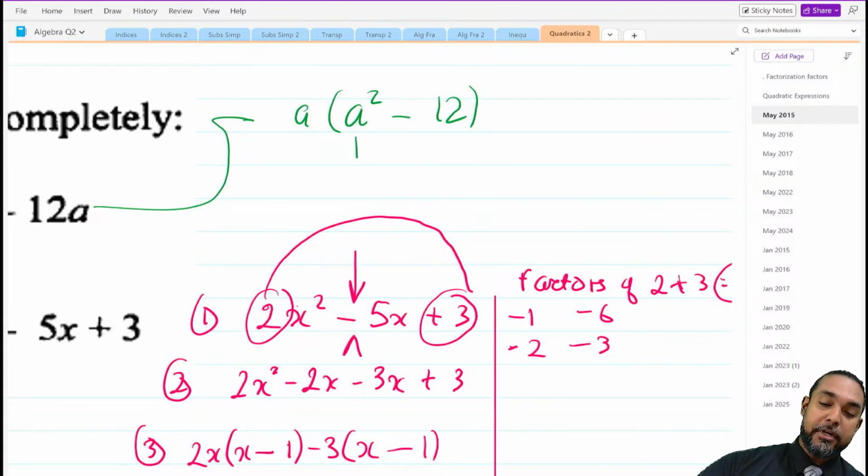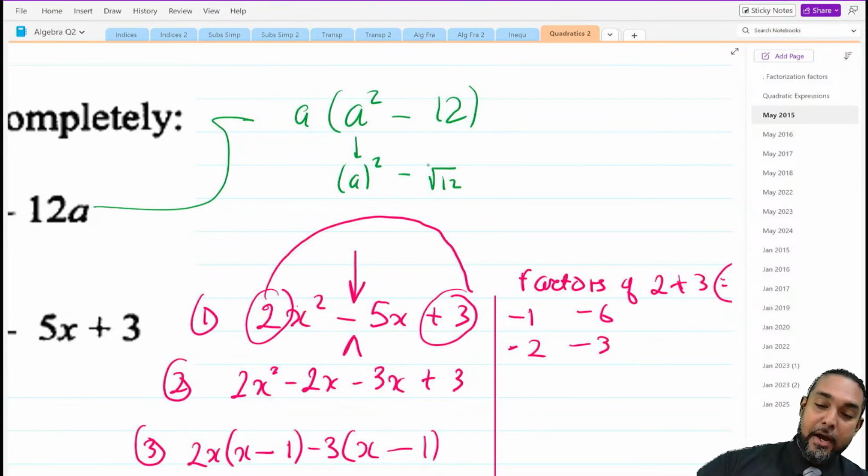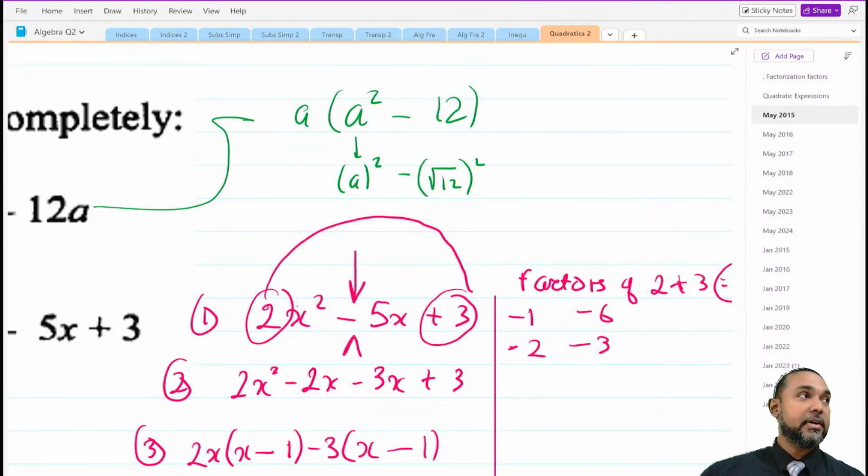So you could also write this as just A squared minus the square root of 12, squared, right? What's the square root of 12? Anybody know offhand? 3.464101615. Cool. Or you could simply write it as the square root of 12. That's not what I asked you. What's the square root of 12? Just that, and you put a square sign. So the square will cancel the square root.